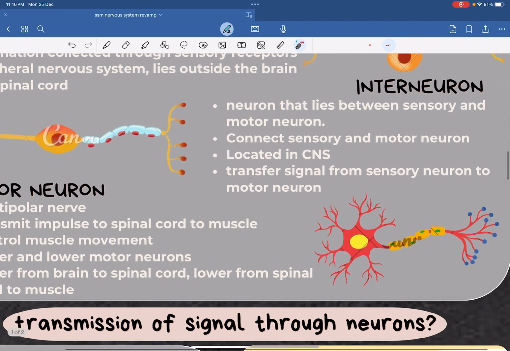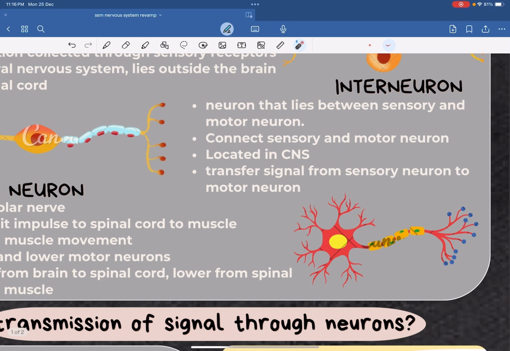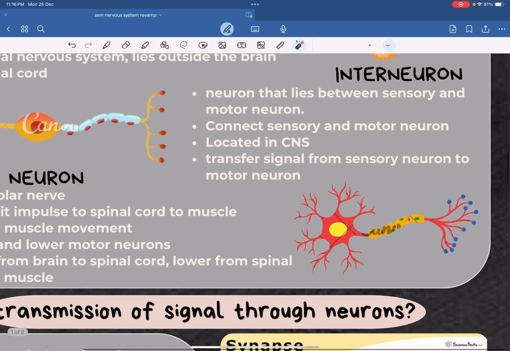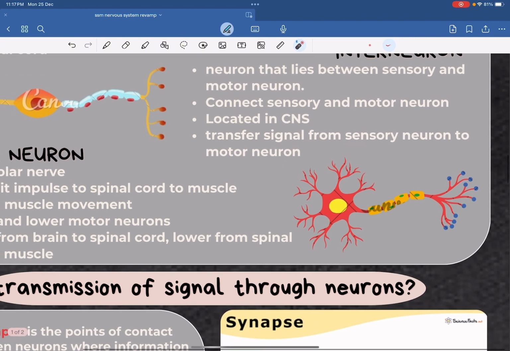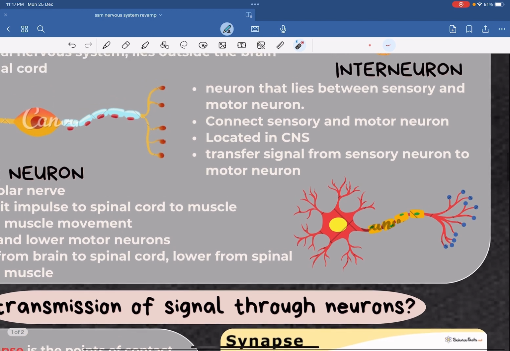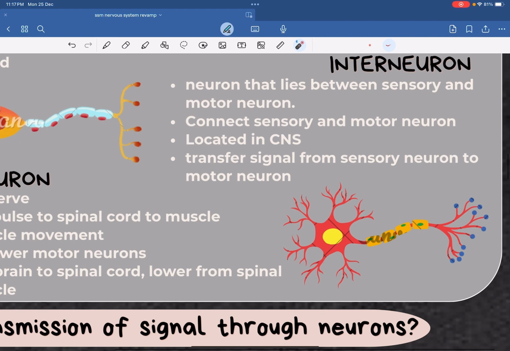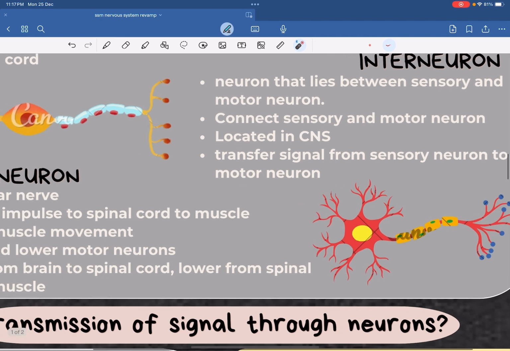So this is the interneuron, which lies between the sensory and motor neuron. It connects the sensory and motor neuron and is located in the central nervous system, which are the brain and spinal cord. So it is not located in any peripheral nervous system. Remember that. It also transfers signals from the sensory neuron to the motor neuron.